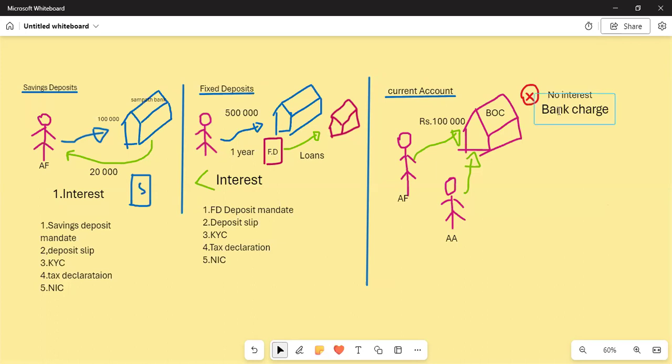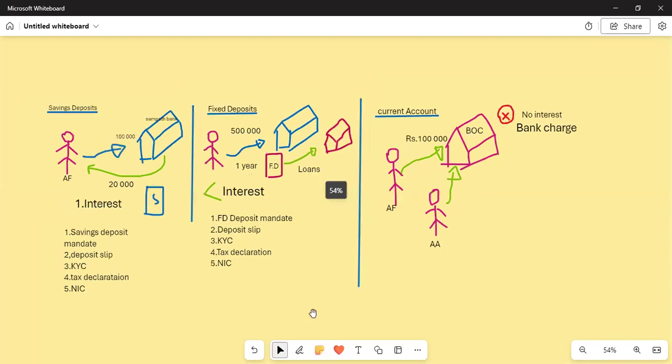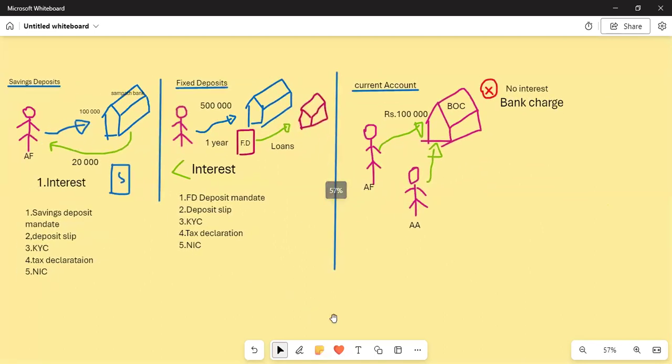Then, sir, you will ask why it is important to open a current account. There are so many importances. Now we are going to learn them one by one. One importance of opening a current account is that you will get something called a check. We are learning what a check is, right?